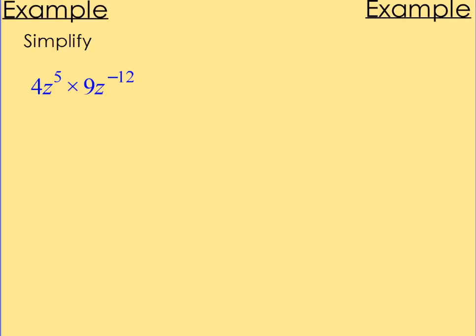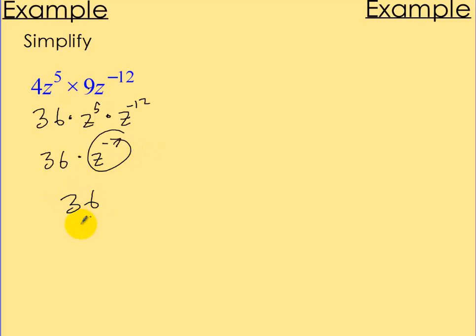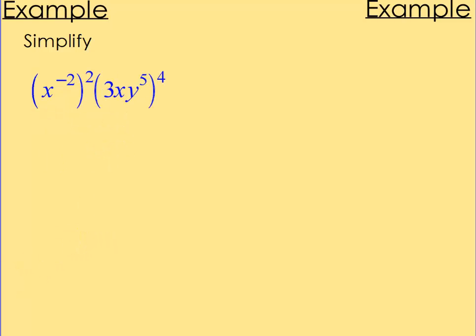So let's try some examples. Simplify. Pause the video. Okay, so we're combining a few powers here. I'm going to multiply 4 times 9 first, and that's going to be 36. And then it's 36 times z to the 5th times z to the negative 12th power. Those z's with the same base and different exponents are going to combine. So that's 36 times z to the 5 minus 12, which is negative 7 power. And I want to convert that to the bottom, so this is going to be 36 over z to the positive 7th power.